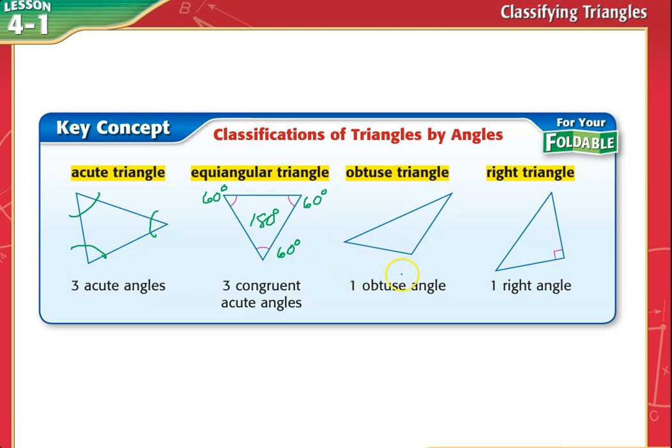And then an obtuse triangle has one obtuse angle, which is an angle that is more than 90 degrees. And then we also have a right triangle, which has a 90-degree angle as one of its angles.